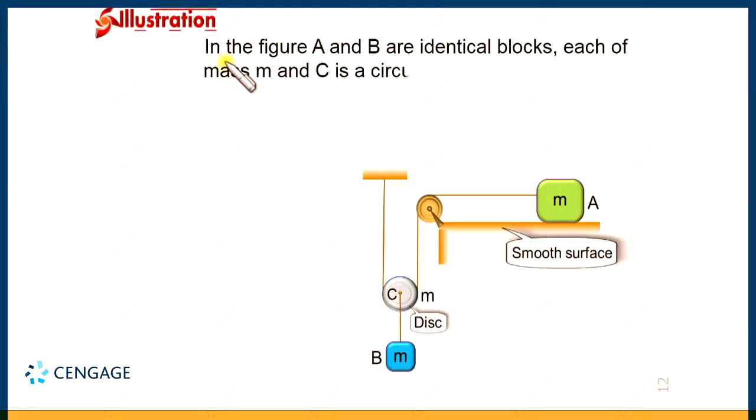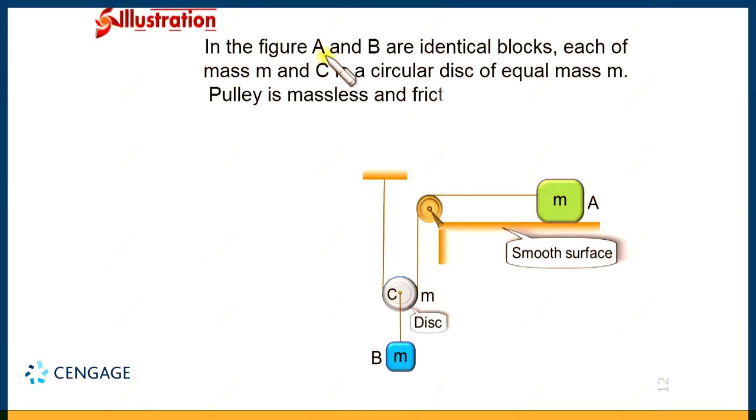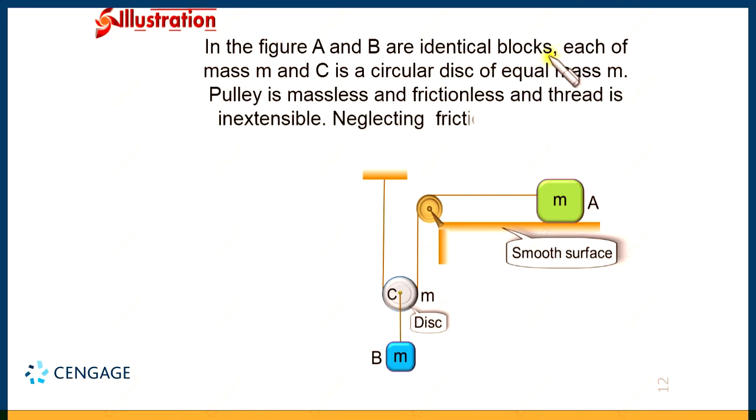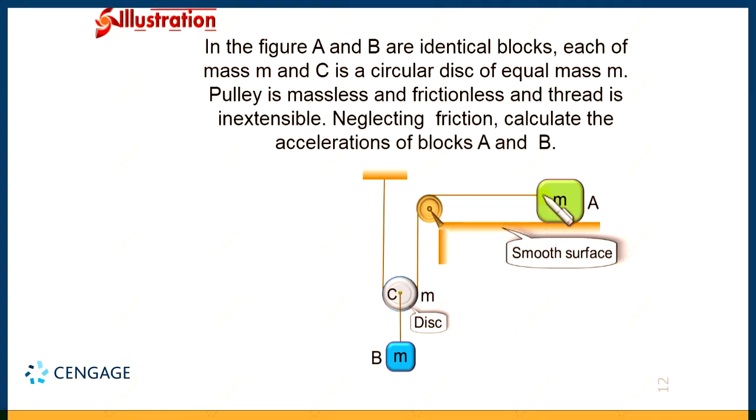The illustration is in the given figure. A and B are two identical blocks. You can observe in this figure that block A and block B both have the same mass. Block A is placed on a smooth horizontal surface, which means there is no friction between block A and this surface. And C is a circular disc of equal mass, small m. That means this disc also has the mass small m.